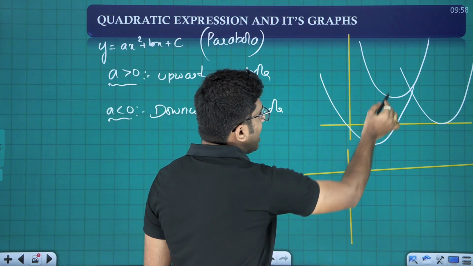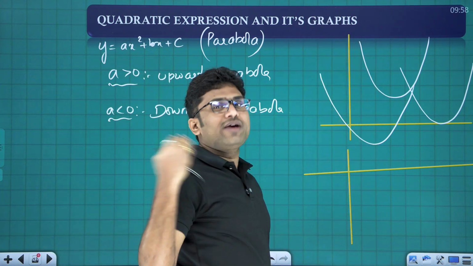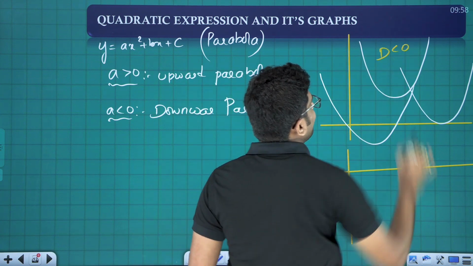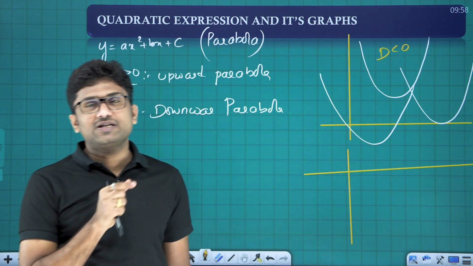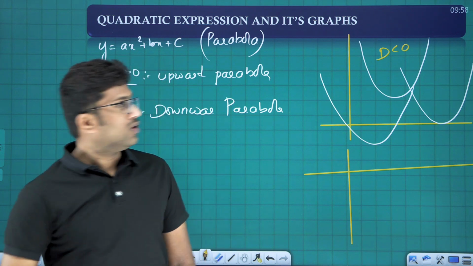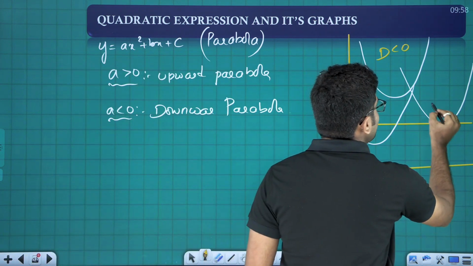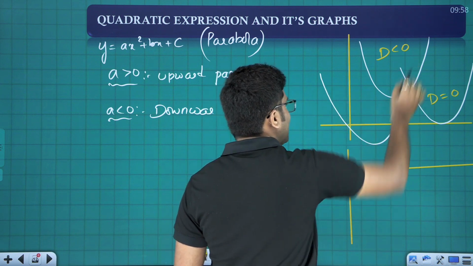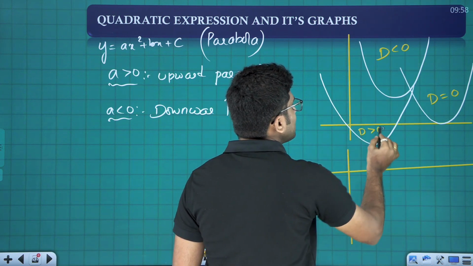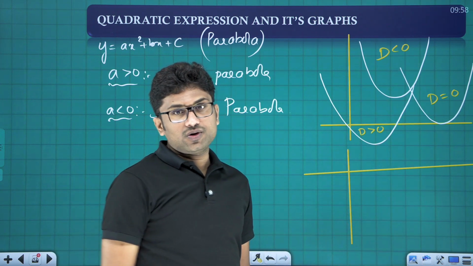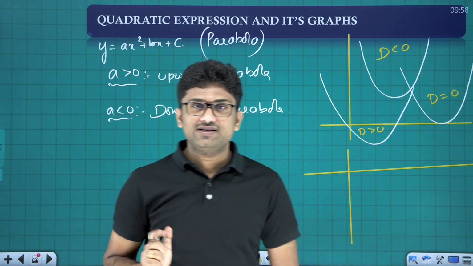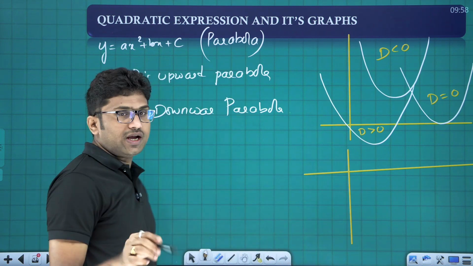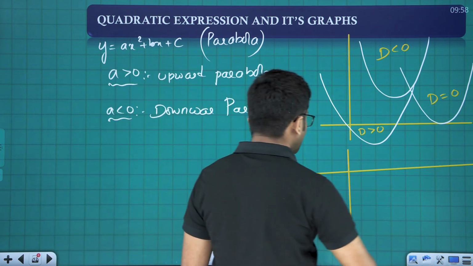So if the graph completely lies above the x-axis, then the discriminant of this quadratic expression will be less than 0. Whereas if it touches the x-axis, then it is equal to 0. And if it intersects the x-axis at two distinct points, the discriminant will be greater than 0. Even based on the graph, we can say this.